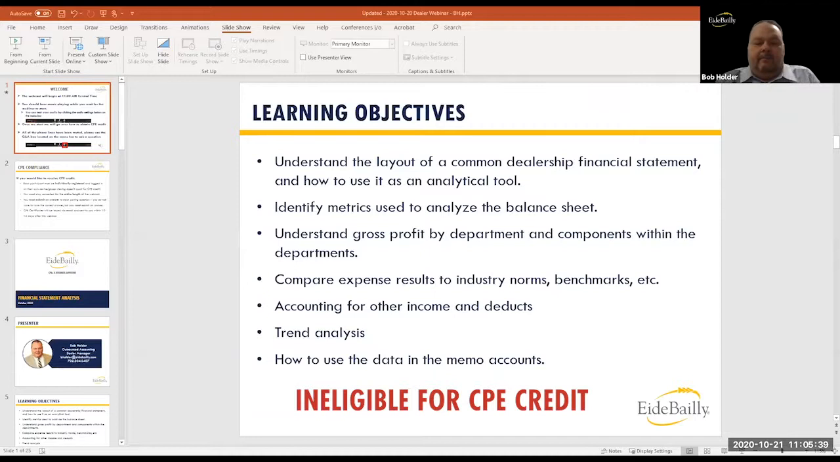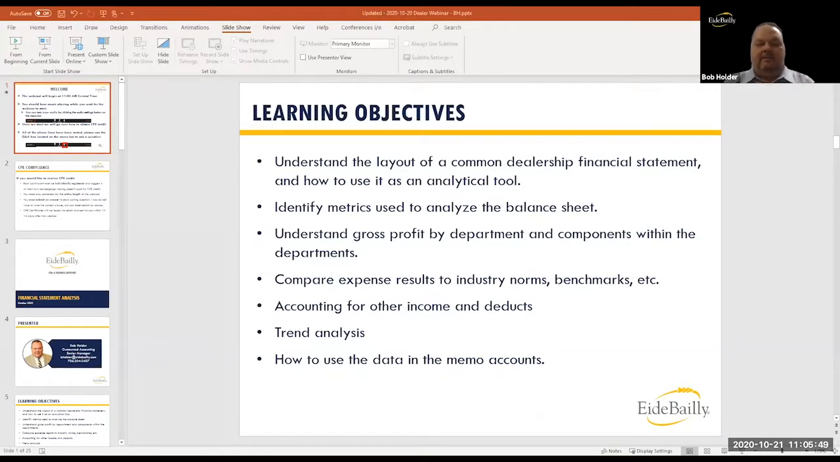So really the objectives here: we're going to understand how a common dealership financial statement is laid out. They're all pretty similar. We'll talk about that when we get into the example, and then how to use it as an analytical tool. And then I'll point out some metrics that are used to analyze the balance sheet.